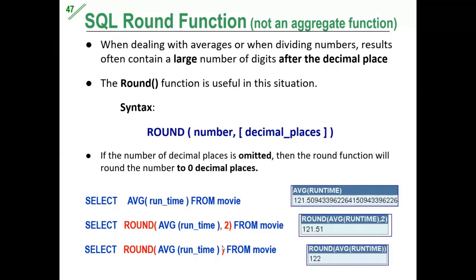If I don't want decimal points, I can just ignore the decimal places, because it's not mandatory. You can just put the average function inside the round function, and you get the nearest whole number. So the output looks like this.